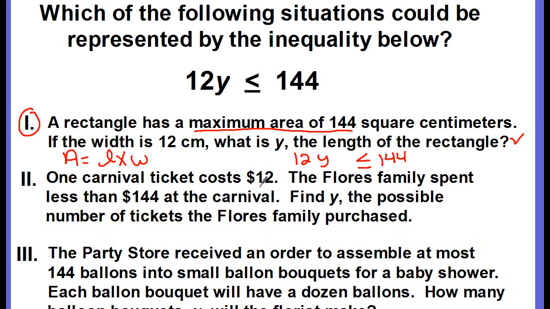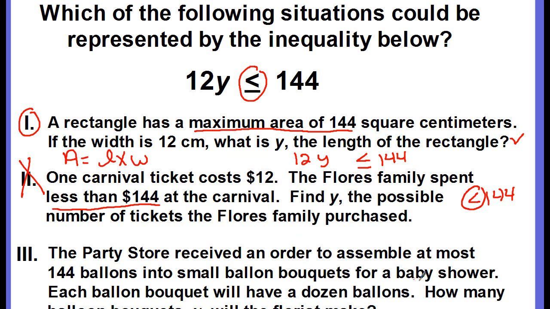One carnival ticket cost $12. The Flores family spent less than $144 at the carnival. Find y, the possible number of tickets the Flores family purchased. They spent less than 144. Did they spend exactly 144? No, less than. So we can actually stop right now because the inequality symbols are not the same. So 2 does not work. Let's try the third situation.